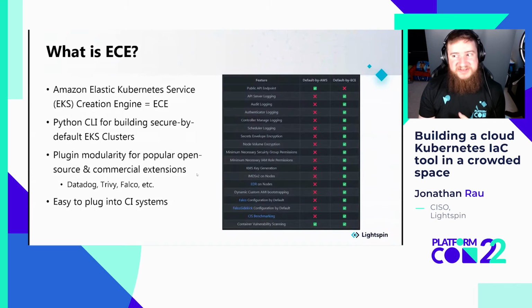It'll use the KMS key and apply it to launch templates for the EC2 instances, so the nodes themselves are encrypted as well. It'll dynamically bootstrap a custom AMI. Right now it's just Ubuntu and Amazon Linux 2, but eventually we'll support Windows, and we'll support Bottlerocket as well, and then possibly others.